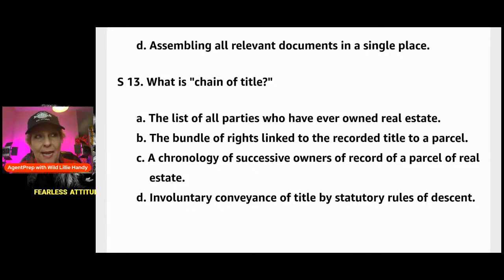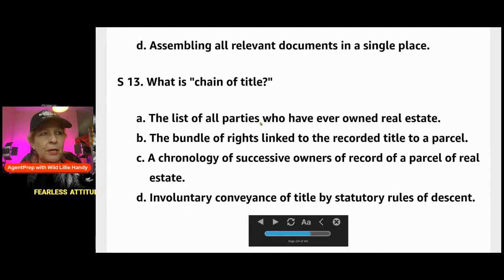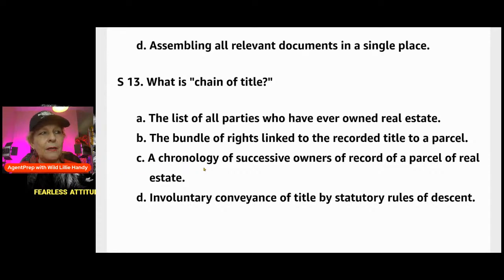No, it is not A. It almost seems like it would be A. There's a difference between a list of all parties and a chronological order of successive owners. That's what it is: a chronology of successive owners. If you just list all the parties, we don't know when they bought it, okay?